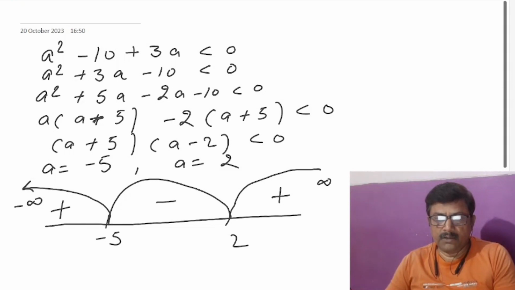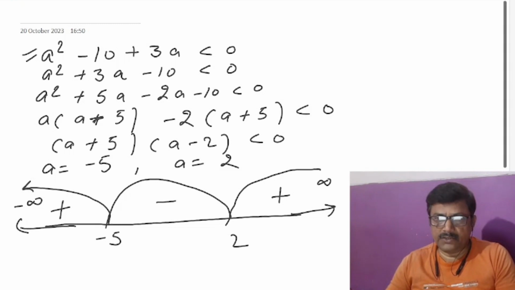What does the positive sign represent? For x greater than 2, in this area our expression f(x) is positive. And in this area also our expression is positive. And for this area, minus 5 to 2, our expression is negative.